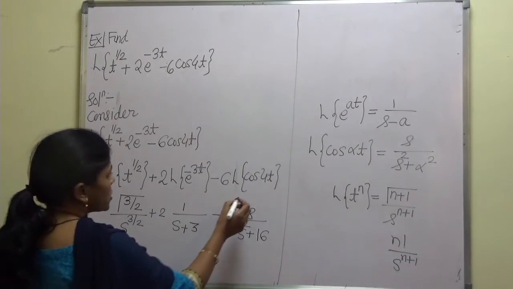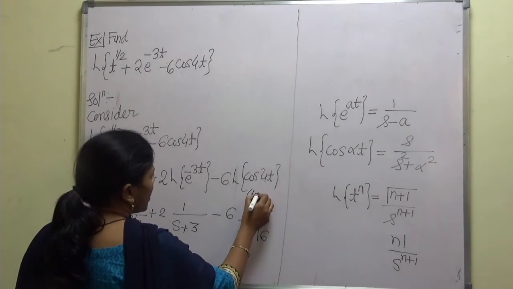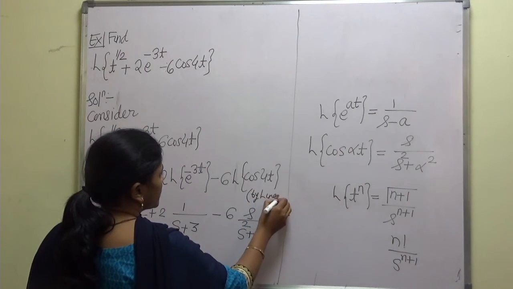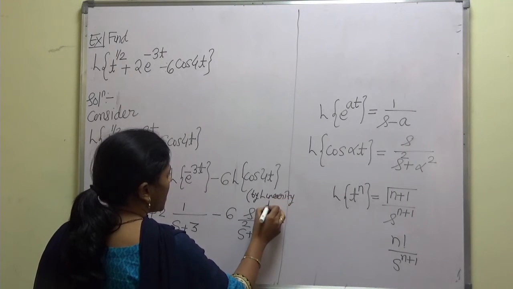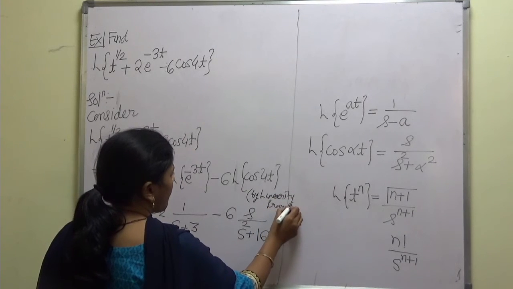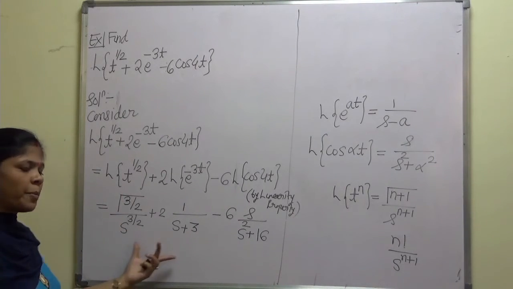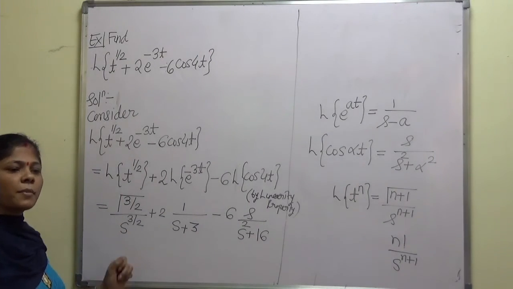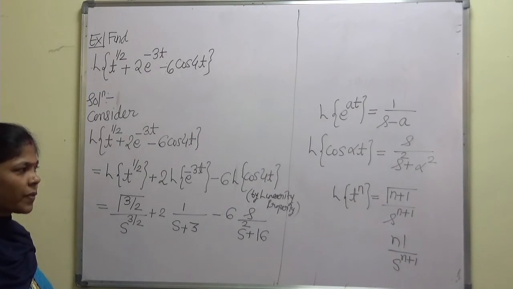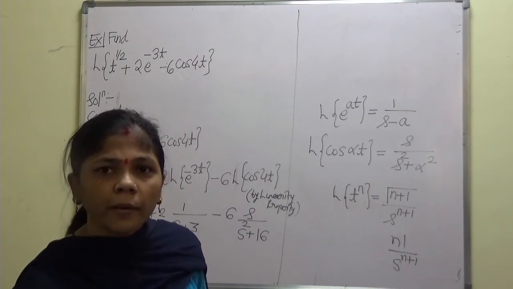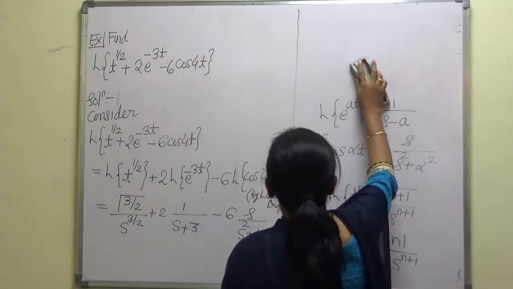So, what we have used here? Here we have used the linearity property. You can write this down in this way. Okay. If you wish, you can simplify it further. Otherwise, this much is sufficient. Okay. Let us move to the next one. Next example.